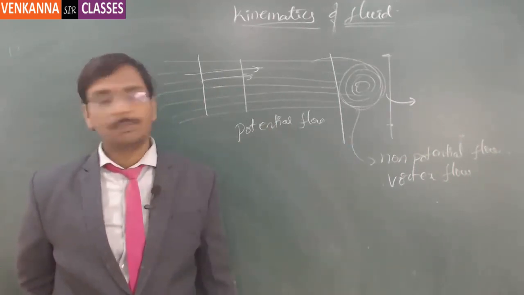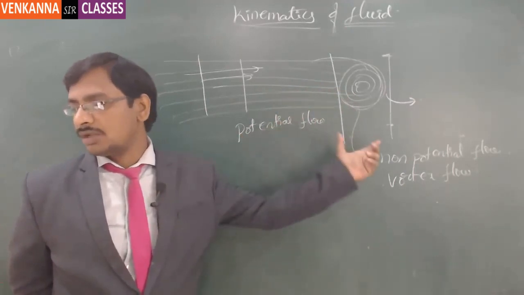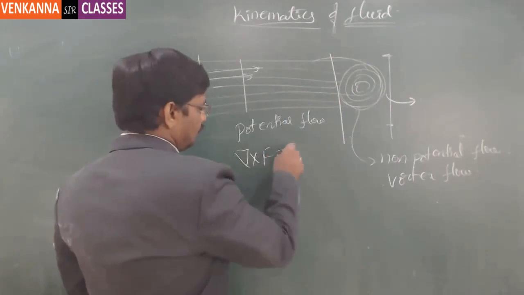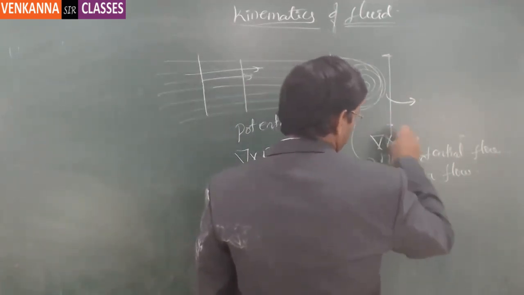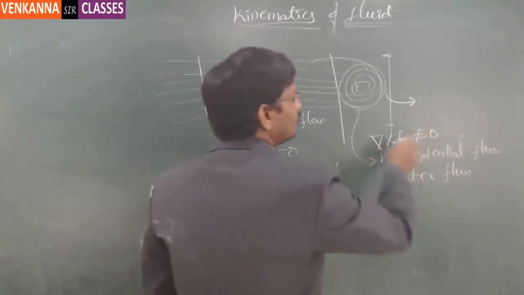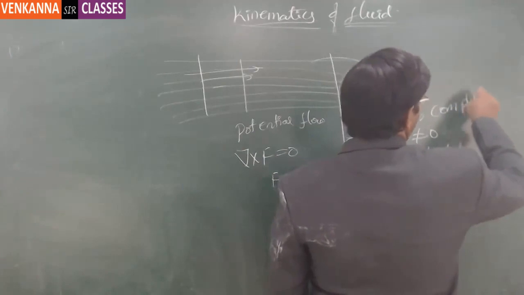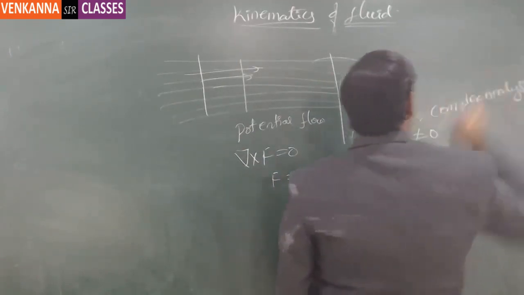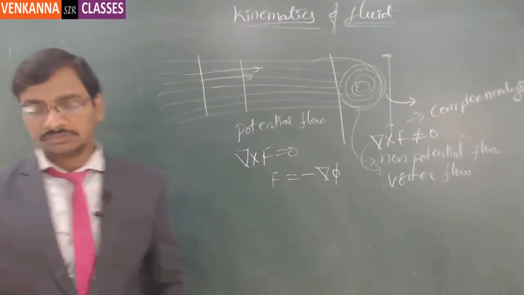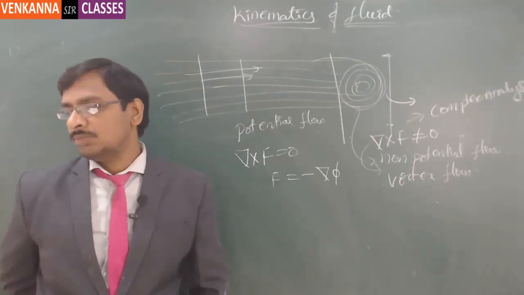But in practice, when you are an engineer, you have to take the complex level here. The potential flow and the vortex flow come together, and you have to analyze that. Got it or not? So here del cross F equals 0, and here del cross F is not equal to 0. As del cross F equals 0, F is equal to minus del phi. But here you have to use other concepts related to vortex flow, which is a little bit complex. Here we are going to use complex analysis. We will try to convert it into the form of potential flow to some extent. Got it? So these are the fundamental concepts you have to be aware of before we start kinematics.